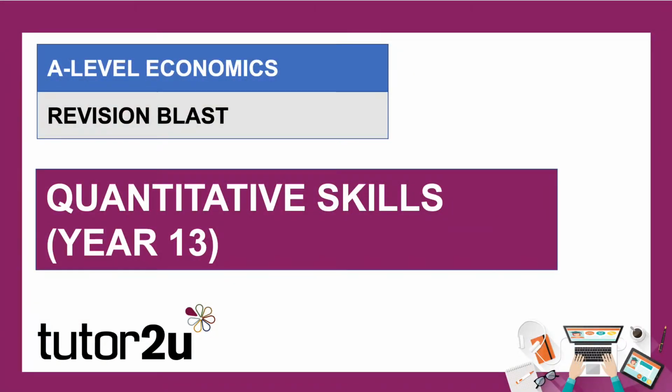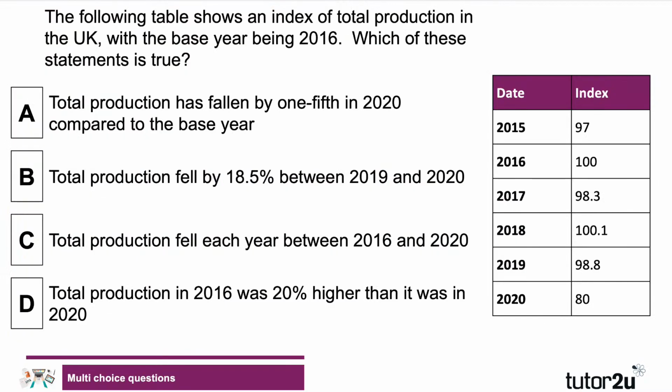We have 4 multiple choice questions to keep you going. We're going to start in a fairly gentle way and gradually get more difficult. So here's the first question. The following table shows an index of production in the UK, the base year being 2016. Which of these statements is true? So have a go, please, have a go at this question.